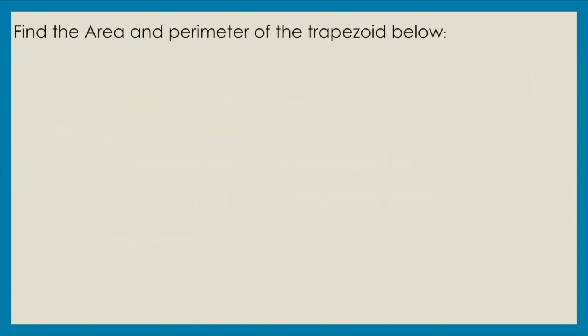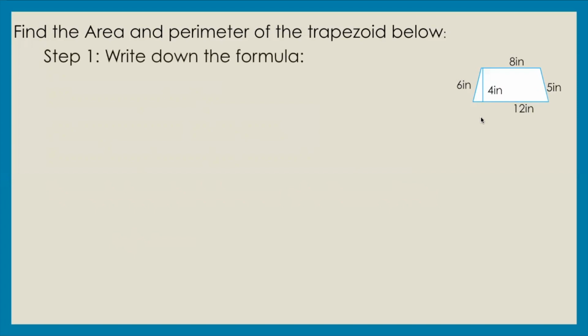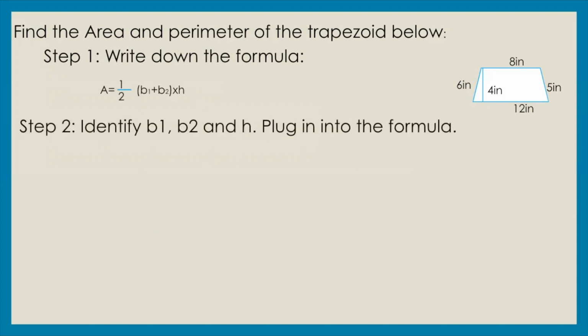Find the area and perimeter of the trapezoid below. Here we have a figure where the base is 12 inches and the other parallel side is 8 inches, and the other two sides are 6 and 5 inches, and height is 4 inches. So write down the formula for area first, which is half times B1 plus B2 times height. Now we are going to find out B1, B2 and height. Height is straightforward, the 4. And as I have mentioned, B1 and B2 are the parallel sides. So 12 is B1 and 8 is B2.